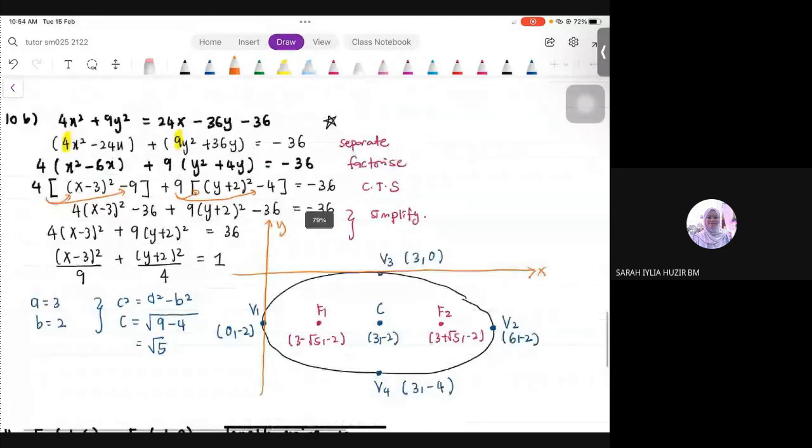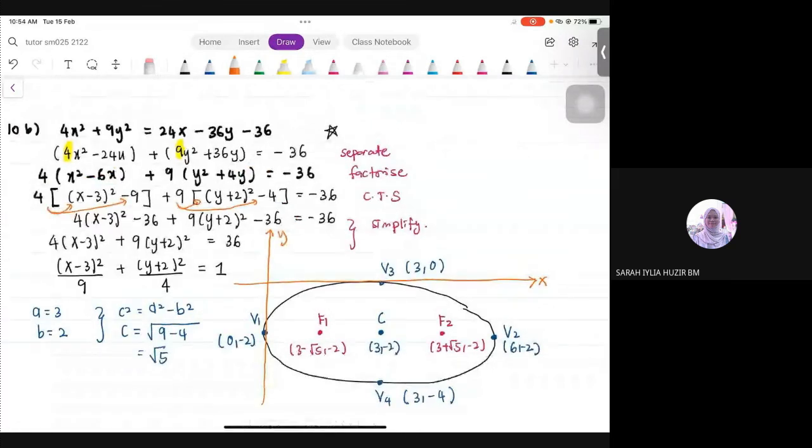Itu soalan standard level exam. Perform CTS, reduce into standard form. From there, sketch your ellipse. Sketch ellipse tu biasanya ikut step tadi lah. Lukis dulu shape. Lepas tu baru label all the 7 coordinates. Last part baru awak adjust paksi.